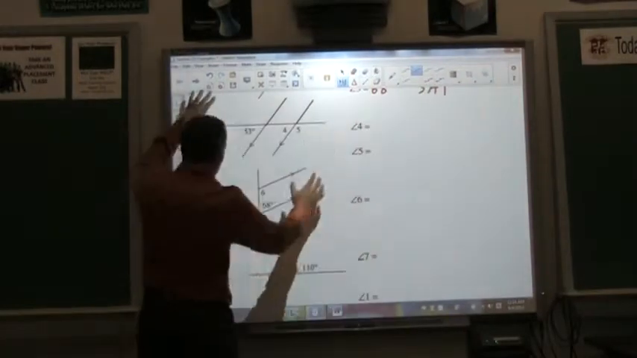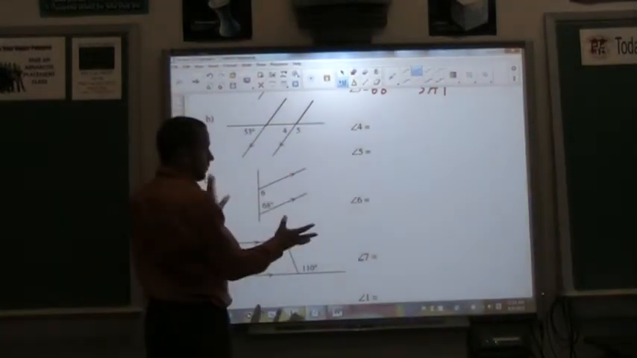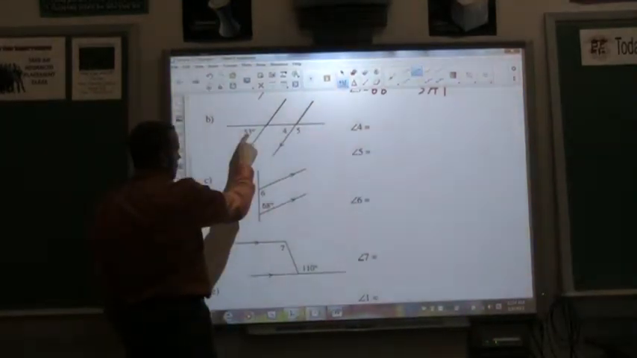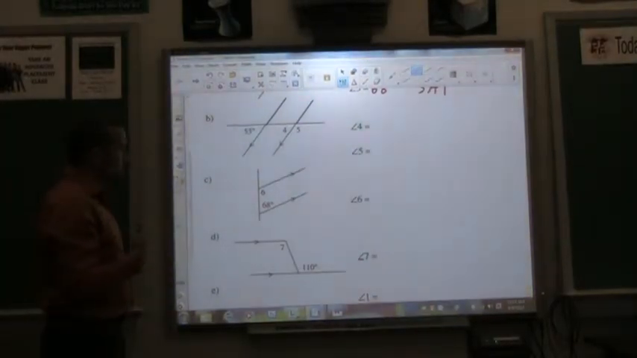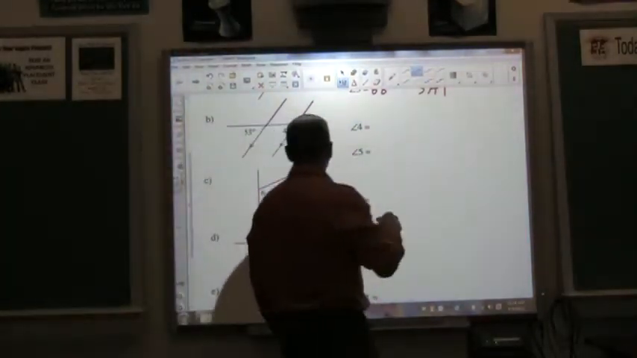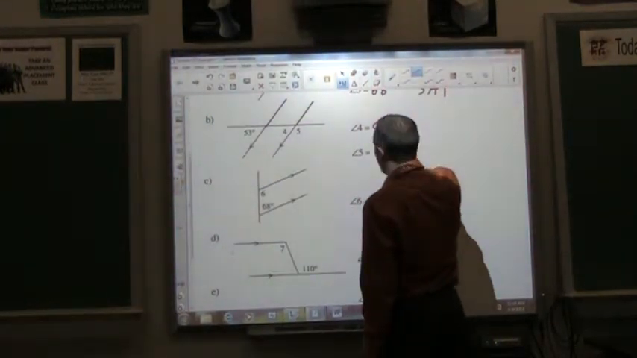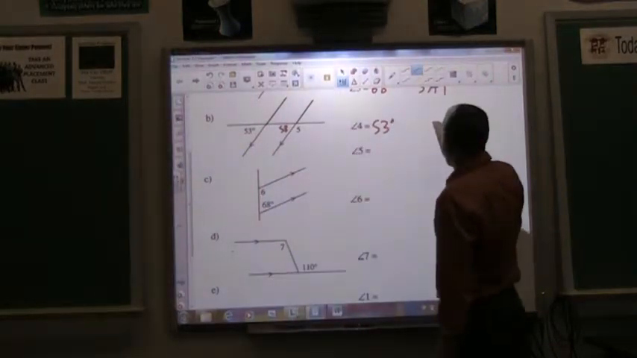Now I can't rotate this one because it's part of a much bigger diagram, but you can on your paper. If you rotated it around, you would see that this is the top left, and so is angle 4. They're in corresponding positions, so they have to be the same. So angle 4 is going to be 53 degrees. Let's put that in there. And we use corresponding.